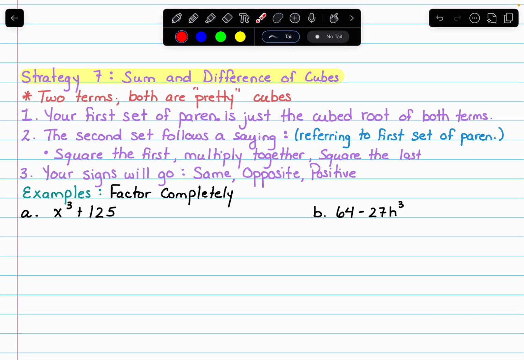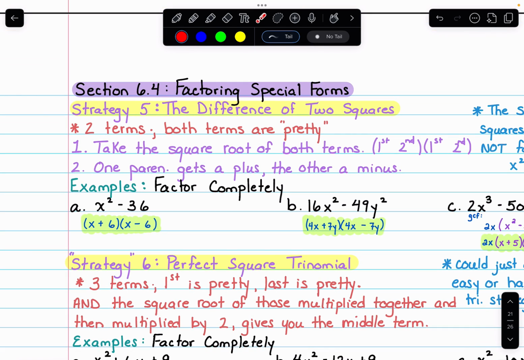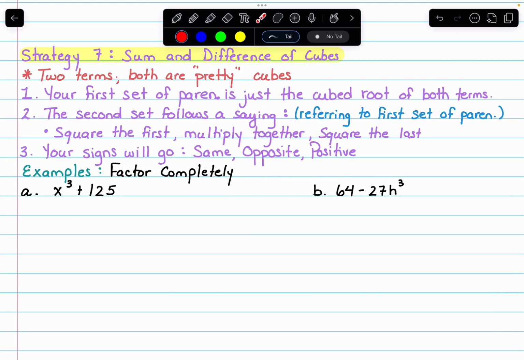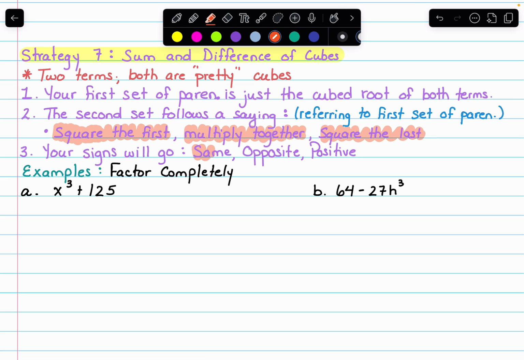Your first set of parentheses is just the cubed root of both terms, okay? Kind of like we just did with our squares, right? We just took the root and we wrote them down. So that's what's going to be in your first set. Your second set of parentheses is going to follow a saying, okay? You're going to square the first, multiply together, square the last, and your signs will go same, opposite, positive. If you do not memorize this, you'll miss it. Square the first, multiply together, square the last. Memorize that. And then memorize same, opposite, positive.